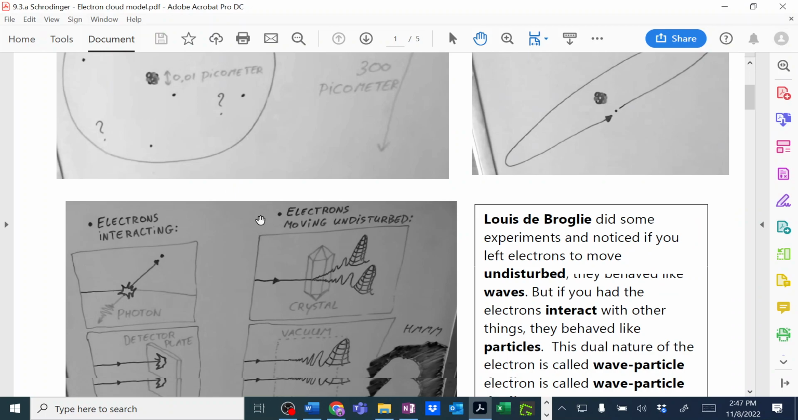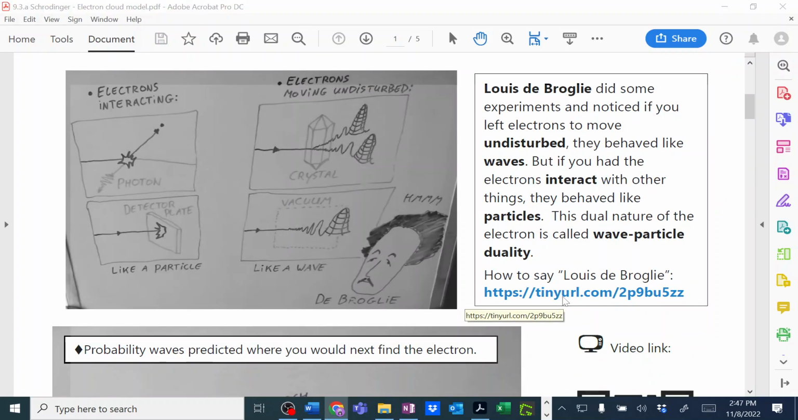Oh, and if you want to know how to say this man's name, Louis de Broglie. He's French.